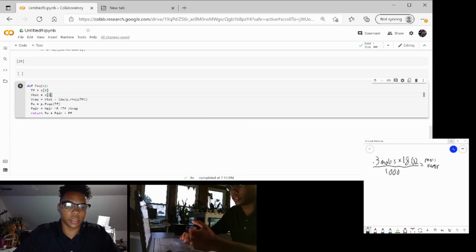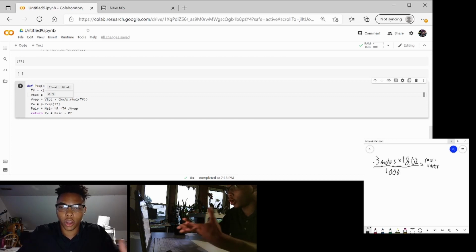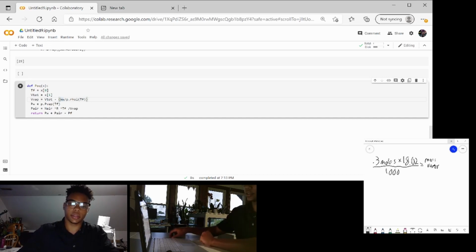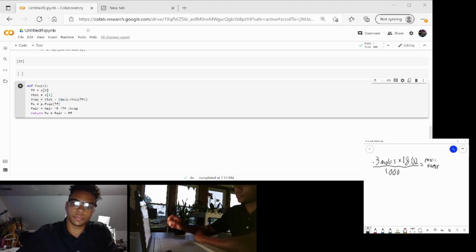So that is because our volume of vapor is going to be an additional 0.3 moles of vapor. So what we need to do is go to our V vap equation, and let me draw this out for you, all right?